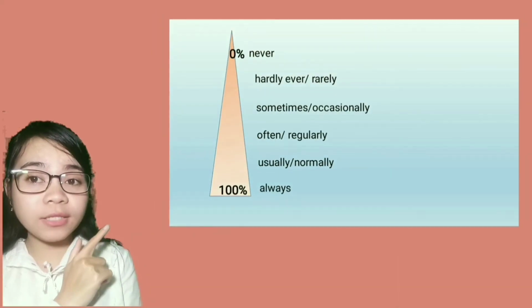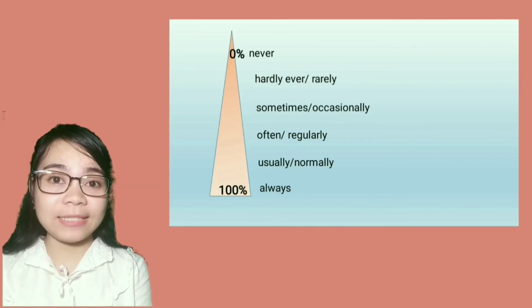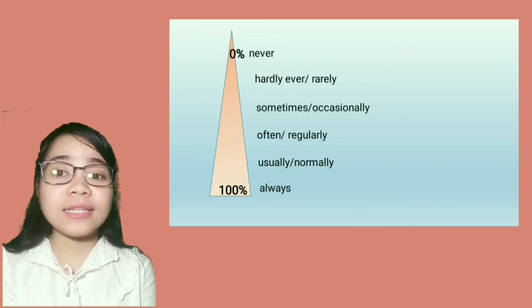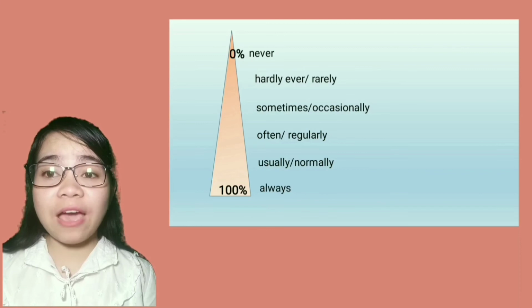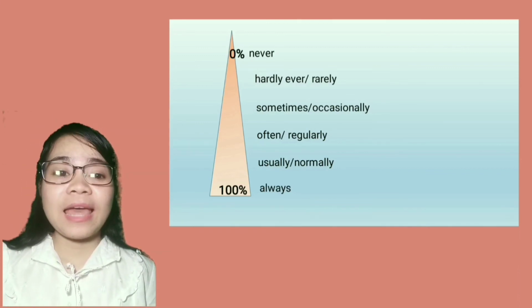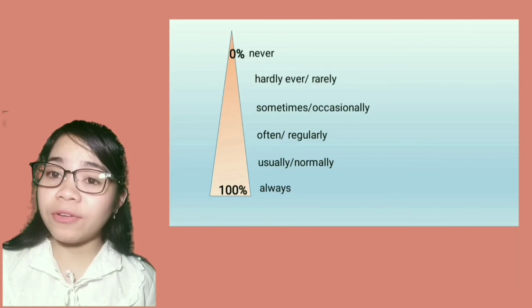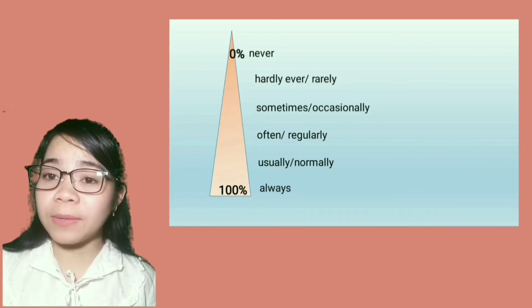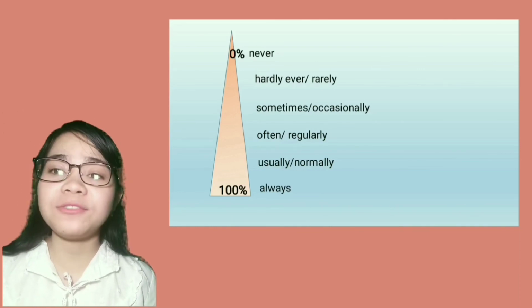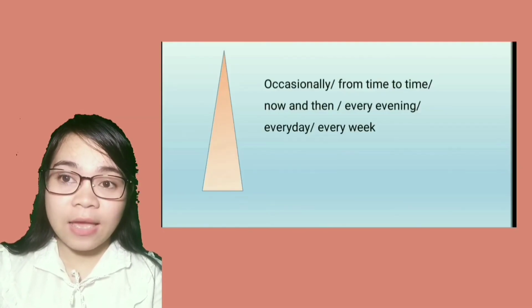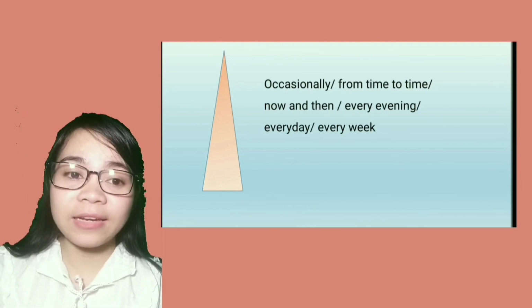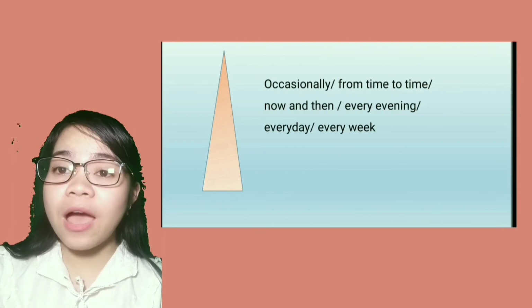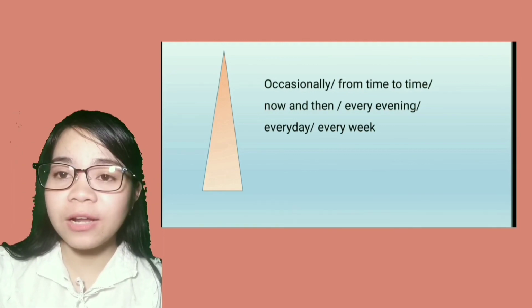This is the order of adverbs of frequency. Never is 0%, meaning that you never do this. After never, hardly ever or rarely. And then sometimes or occasionally, often or regularly, usually or normally, and always. Always means 100%, you always do this. And then we move to expressions of frequency, such as occasionally, from time to time, now and then, every evening, every day, every week, every month, every year.